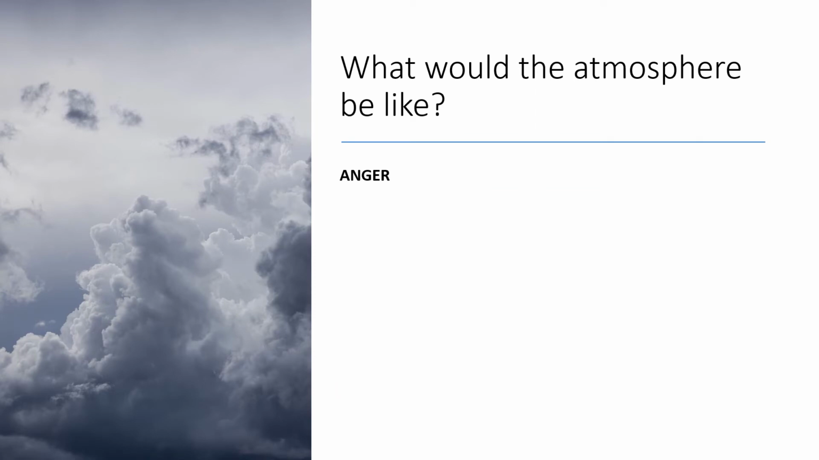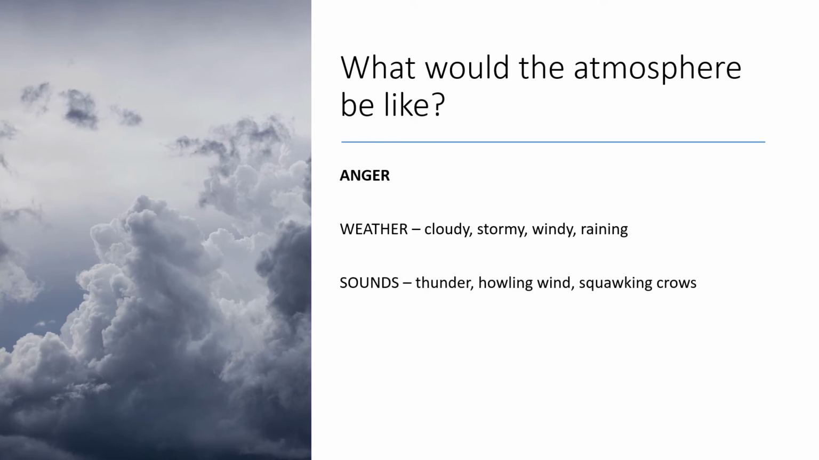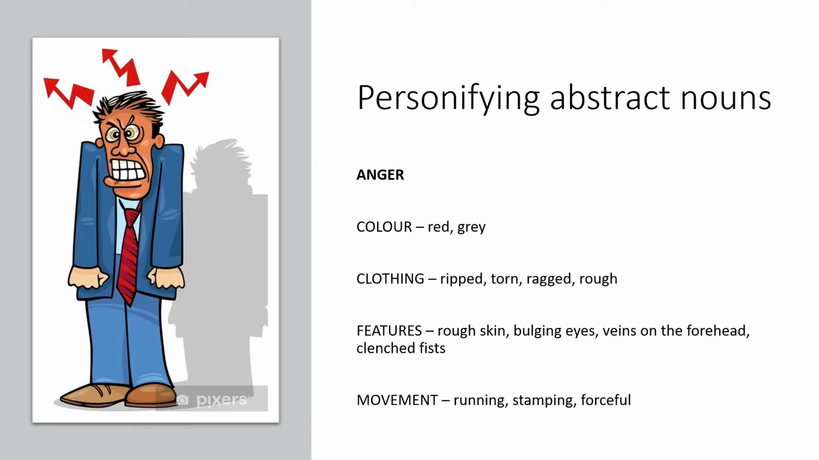So my abstract noun that I'm going to start with is anger. That's what I want to create in my opening. You need to think about, what does that look like then? What are you going to describe to create anger? Instead of saying it's angry, you're going to create that. What would the weather look like? It might be cloudy, stormy, windy, raining. What sounds can you hear to create anger? Thunder, howling winds, squawking crows perhaps.